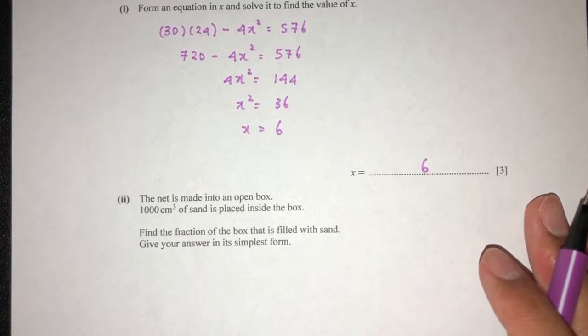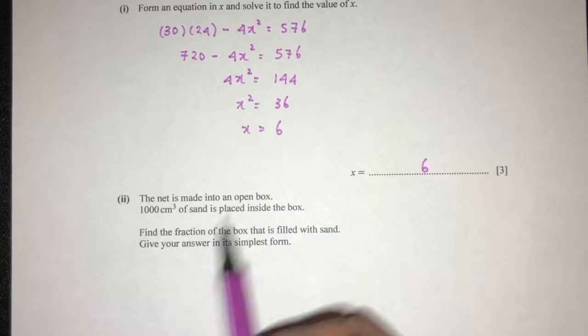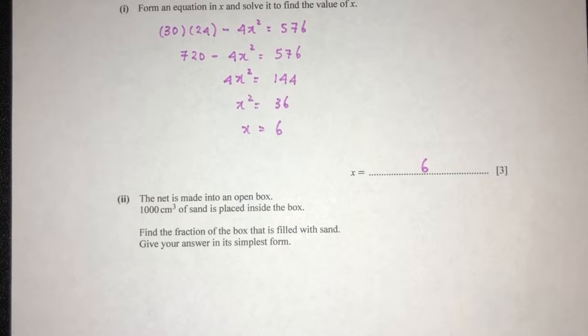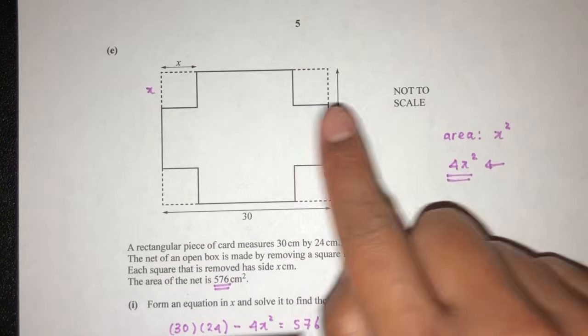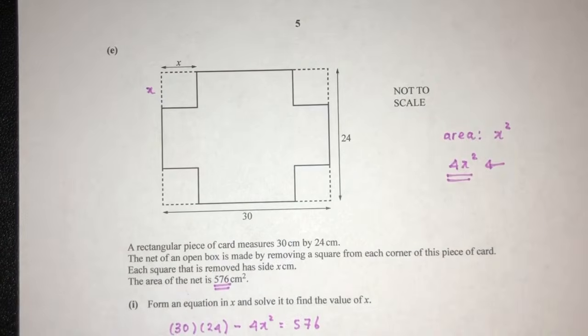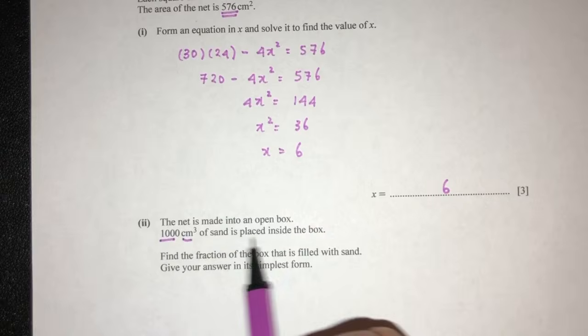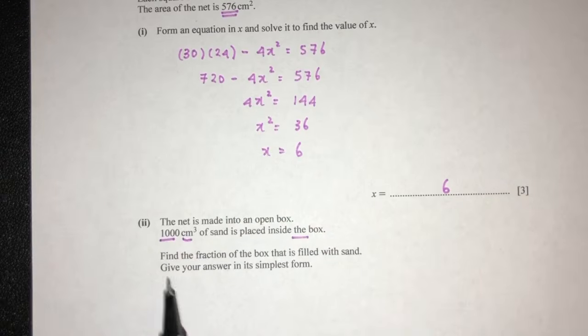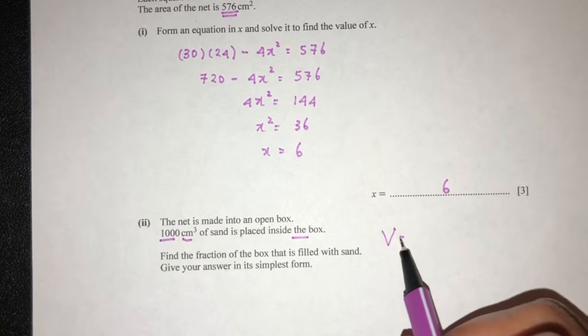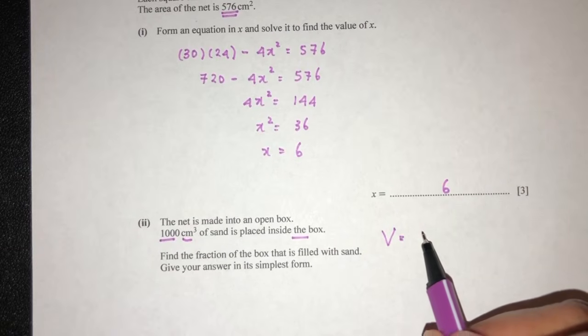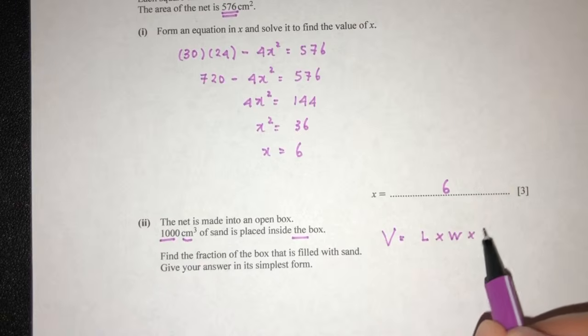Now for part 2, the net is made into an open box. Okay, fair enough, right? You close this one up and it becomes an open box. Now, 1,000 centimeters cubed of sand is placed in the box. Find the fraction of the box that is filled. Pretty easy. What is the volume of the box then? It will be length times width times height.